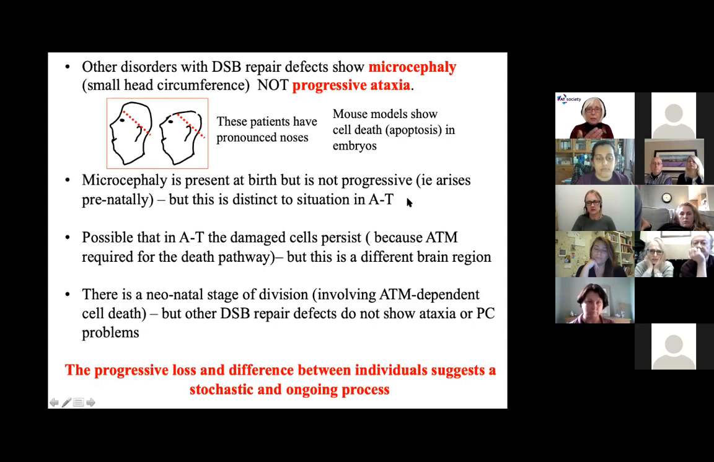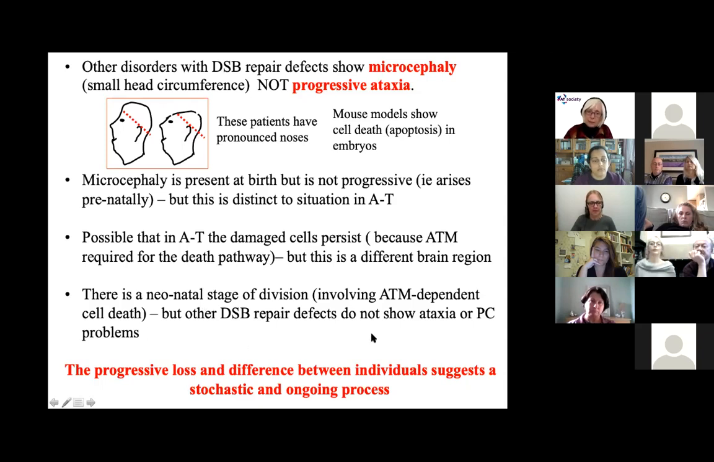So I think that there's a lack of correlation there with this double-strand break repair. Now, the only caveat is that with AT cells, if they're lacking that cell death pathway, then it could be that those damaged cells persist and you don't get rid of them, and then those damaged cells are slowly dying post-birth. But I think it's unlikely to be happening here because, remember, the region of the cerebellum is down here, so it's a very different region of the brain.